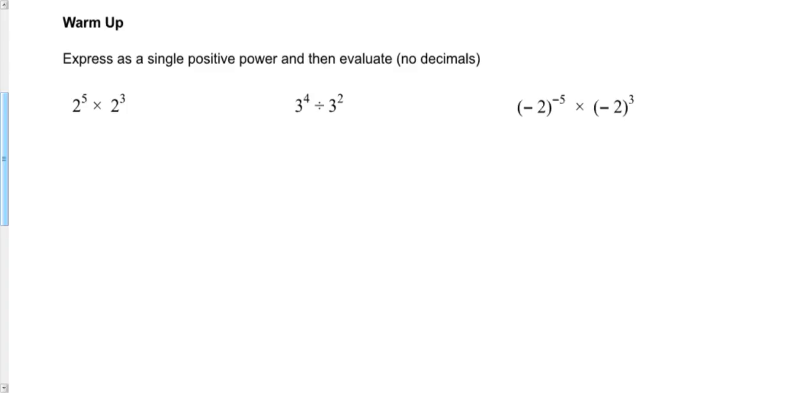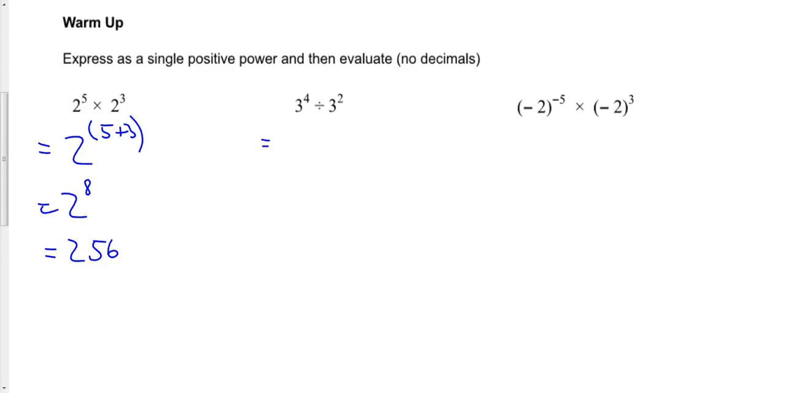So here on the left-hand side, we've got powers with the same base. The base is 2. They're multiplied. So this is the same as saying 2 to the 5 plus 3, which is going to equal 2 to the exponent 8. And then we're going to evaluate what 2 to the exponent 8 is. So 2 to the exponent 8 is going to give me 256.